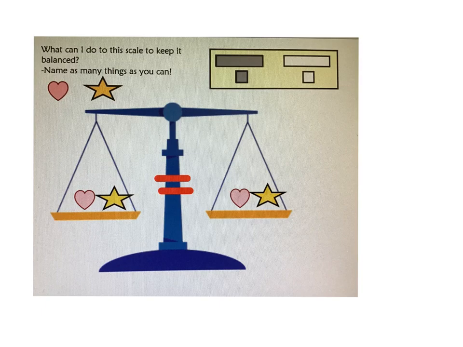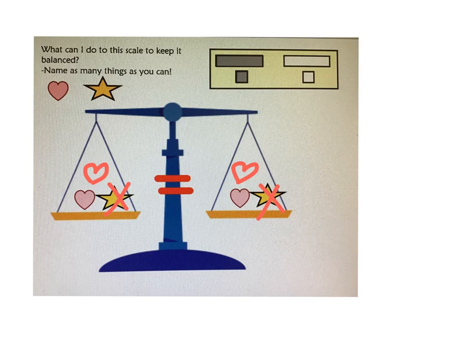All right, so I'm hoping you came up with a couple different things. Maybe some of you said, well, what if I took away the star from both sides? They still would both have a heart. That would stay balanced, right? Okay, what if you added in a heart to both sides? Would it still stay balanced?